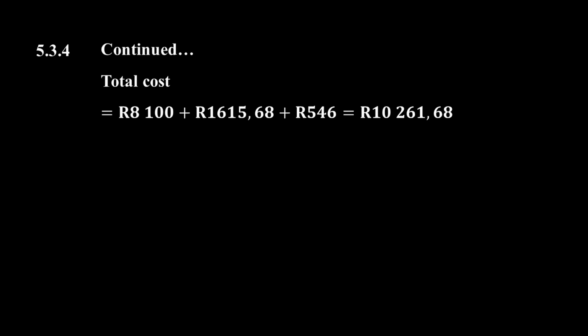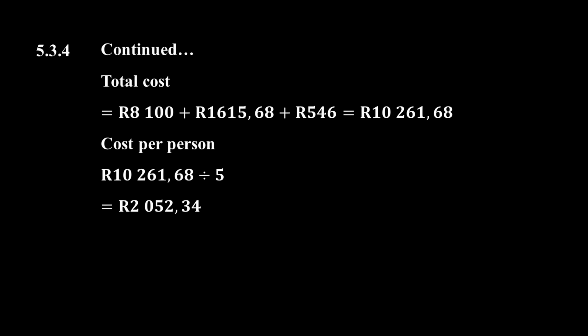Since this is a round trip, we will have to multiply this cost by 2, giving us a total of R546. Now the total cost will be the sum of the cost of the accommodation, petrol and tollgate fees. This equals a total cost of R10,261.68. Finally, the cost per person will be R10,261.68 divided by the 5 people in the group, and this equals R2,052.34 per person.